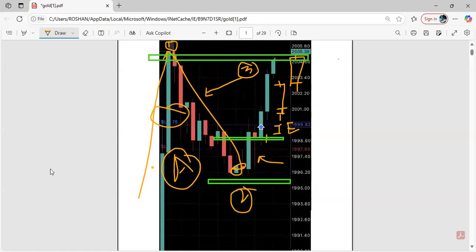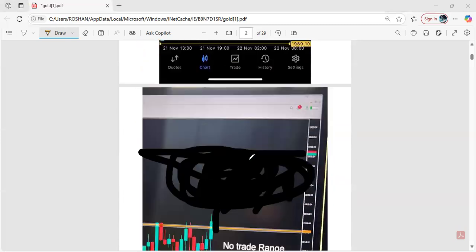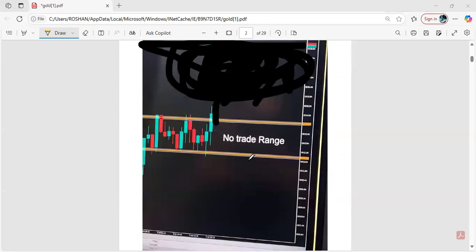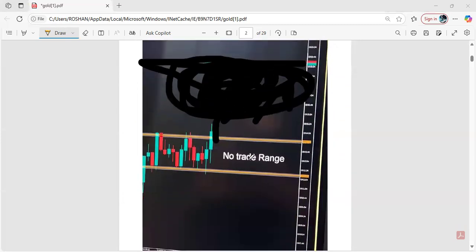So let's move to the next trade that he has taken. So this is the second trade. So let me explain from the very basics, all right?